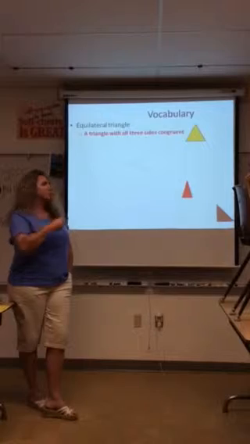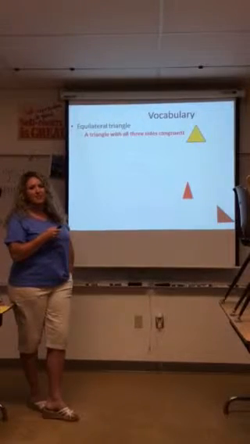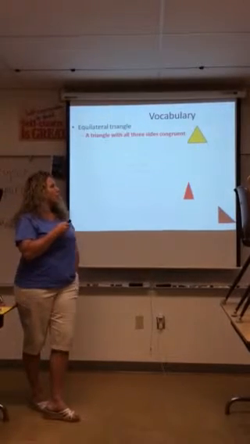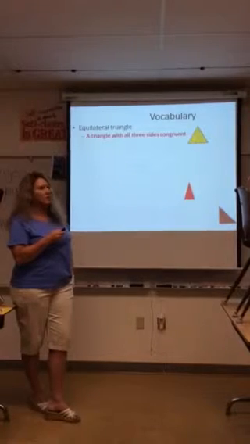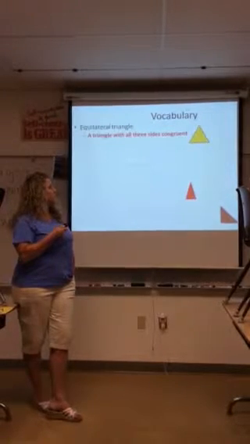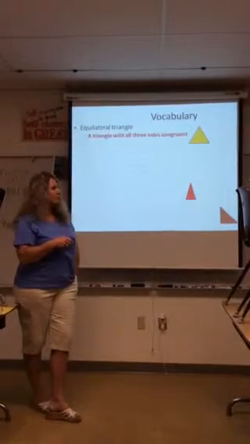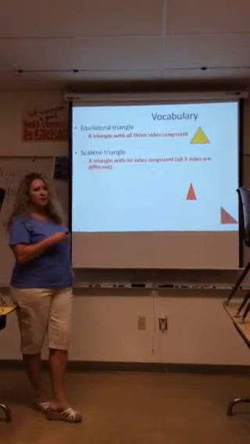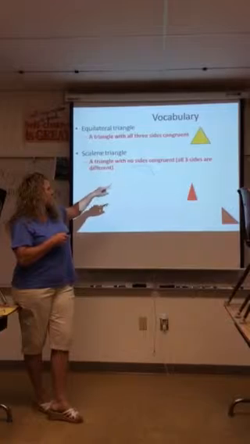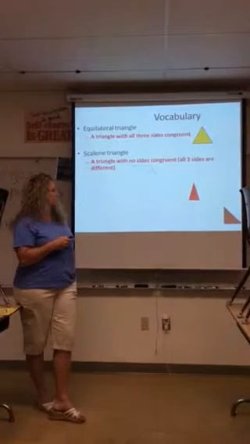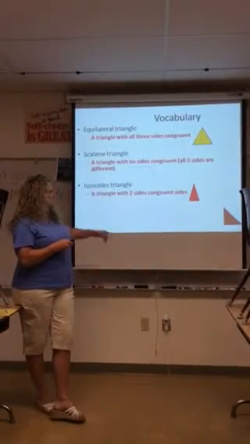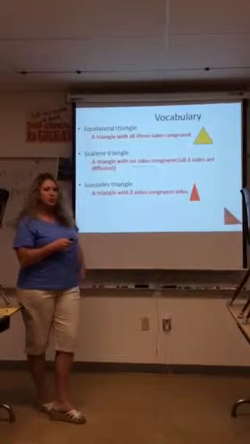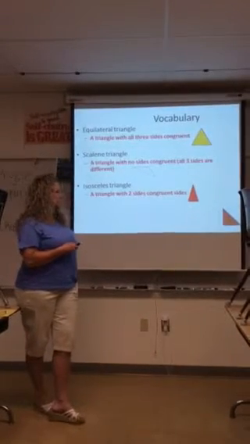So the first yellow triangle, as you can see, is called an equilateral triangle. All sides are the same length. Therefore, it's congruent, but it's an equilateral triangle. The white one is a scalene triangle. If you look at the sides, all three sides have different lengths. Isosceles triangles have at least two sides of the same length, two sides that are congruent.